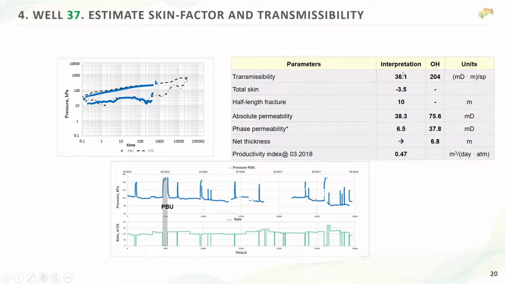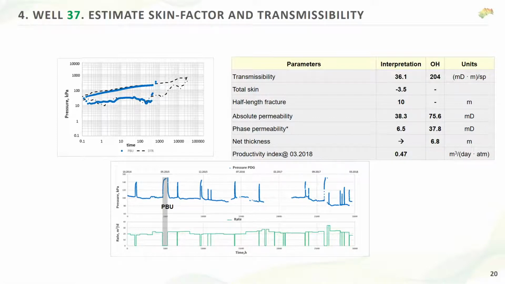Okay, and it can be interpreted like pressure transient analysis. We can see the reservoir transmissibility. We can see the total skin factor. It's negative here because the well was stimulated by hydraulic fracturing, but it was quite a short fracture, only 10 meters. Then, from transmissibility, assuming all the net pay is producing, we have calculated the current phase permeability, and we recalculated it to absolute permeability, and it's much less than open hole values.